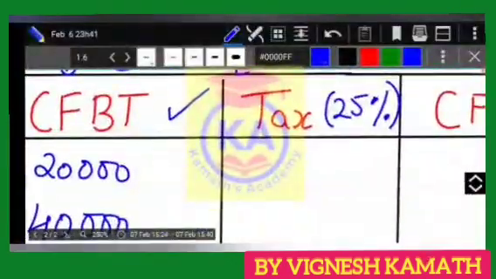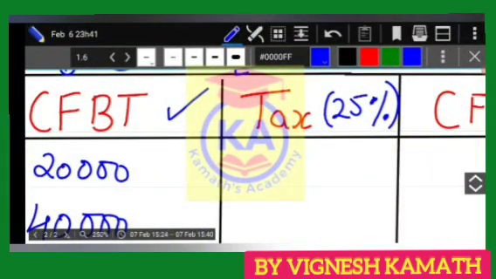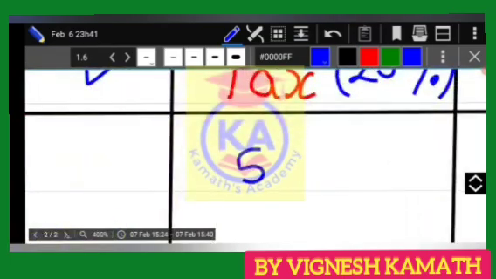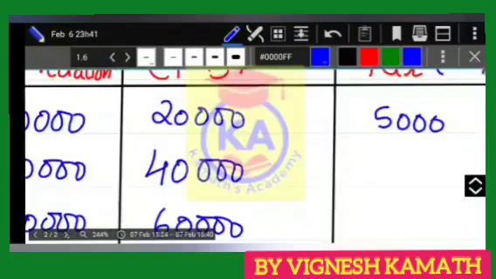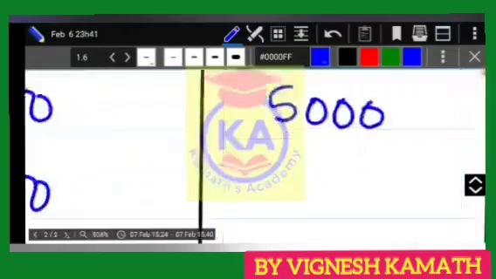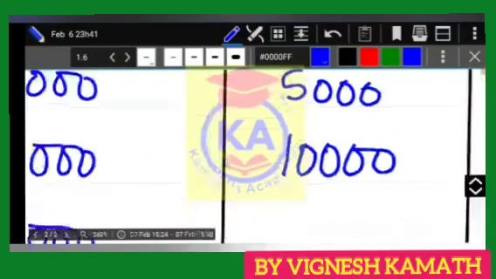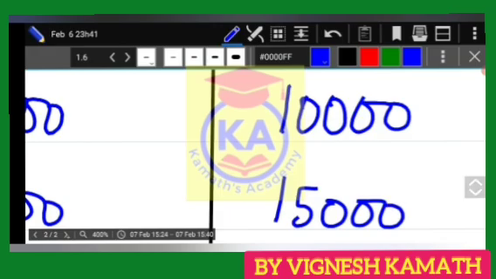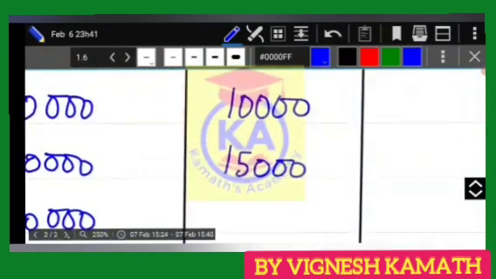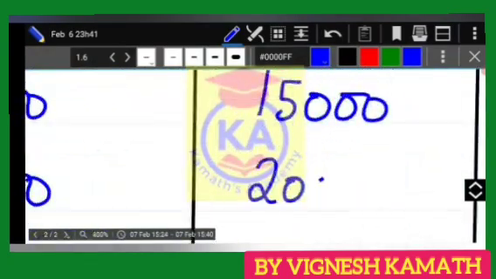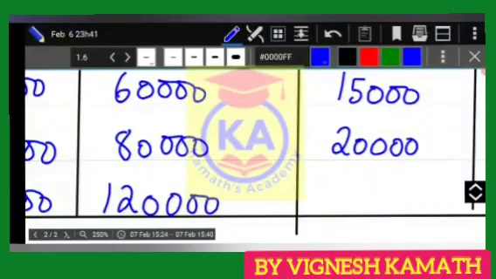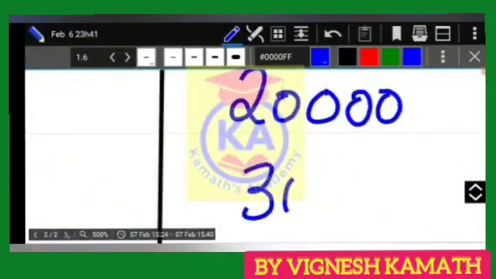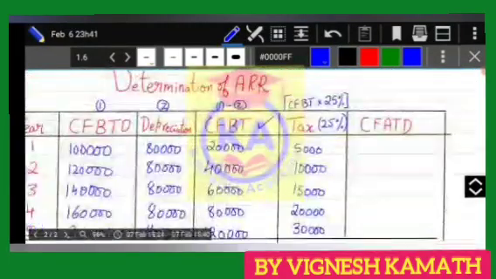So now we have to put 25% on 20,000. 20,000 into 25% will give you 5,000. Next, 40,000 into 25%, 10,000. Next, 60,000 into 25%, 15,000. Next is 80,000 into 25%, 20,000. Next is 1,20,000 into 25%, that is 30,000. So this was about taxes.